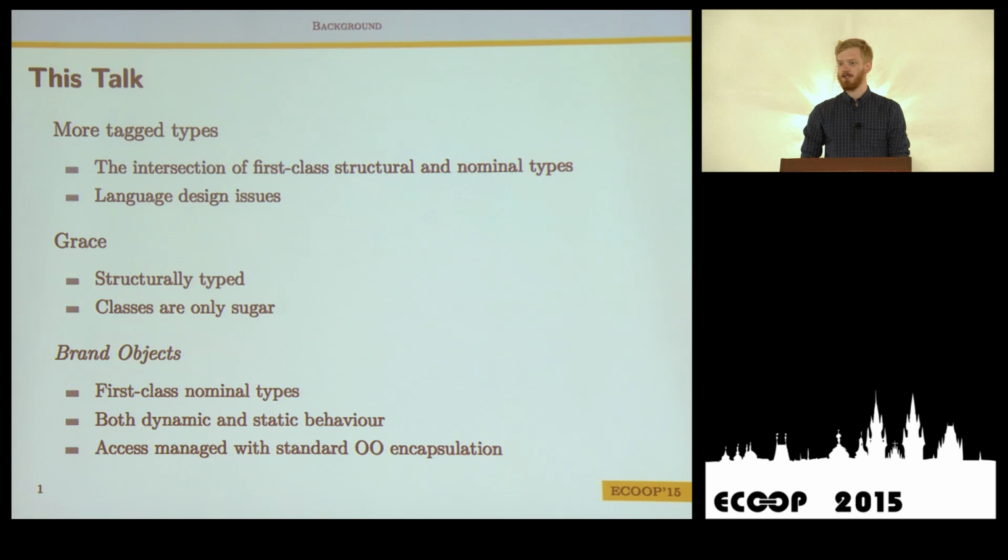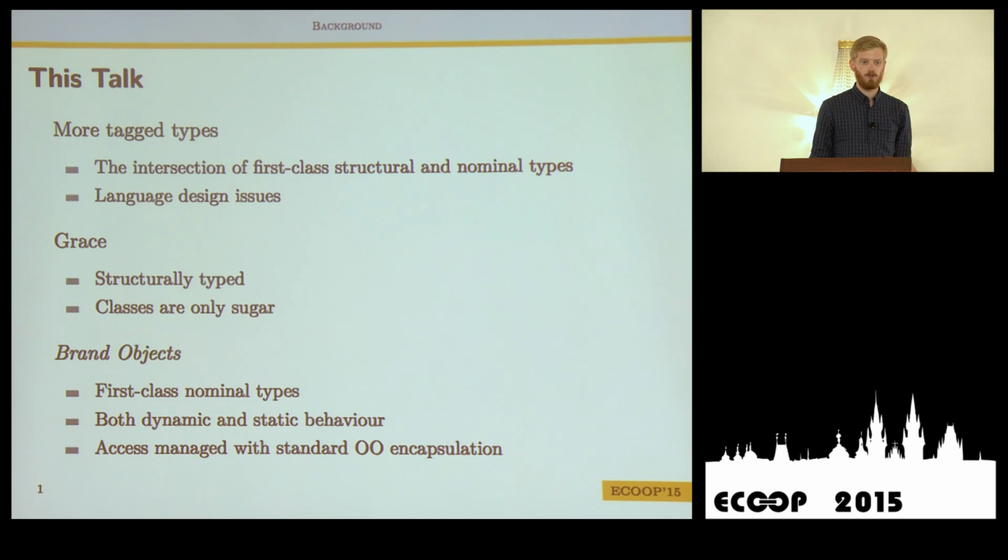But I'm looking more at it from a practical point of view, and in particular from a language design point of view. If we want to combine nominal and structural types together, what sort of language design concepts do we need, and what sort of language design ideas can we learn from doing that? So the context of this talk is the Grace programming language.